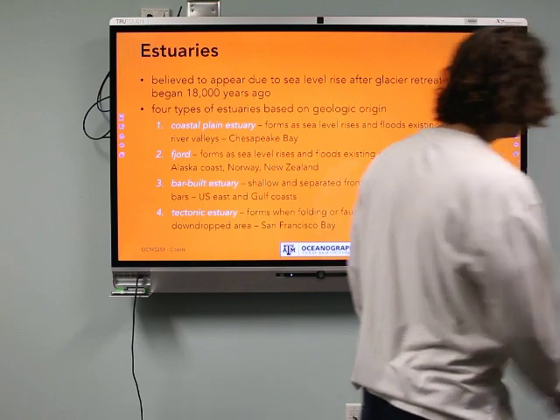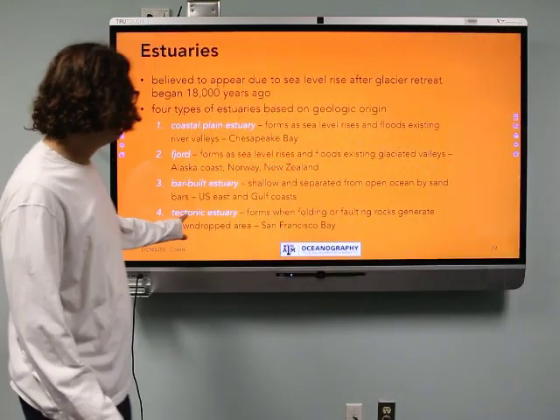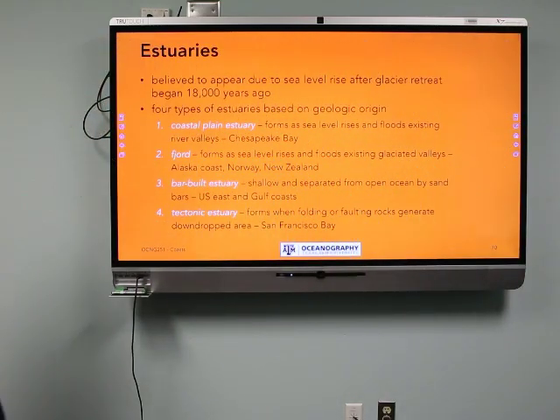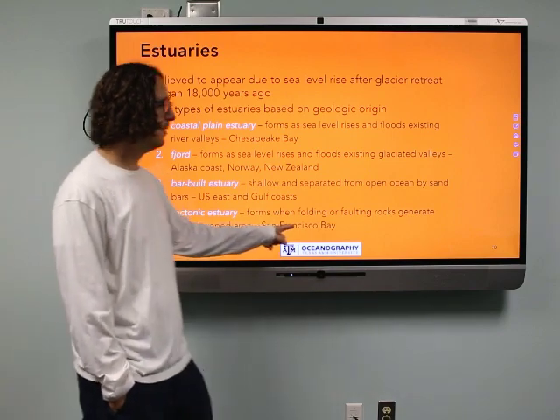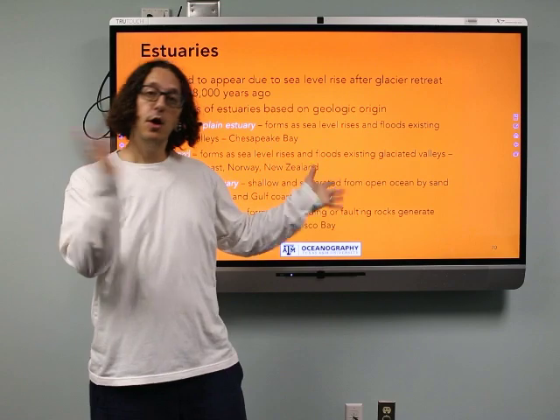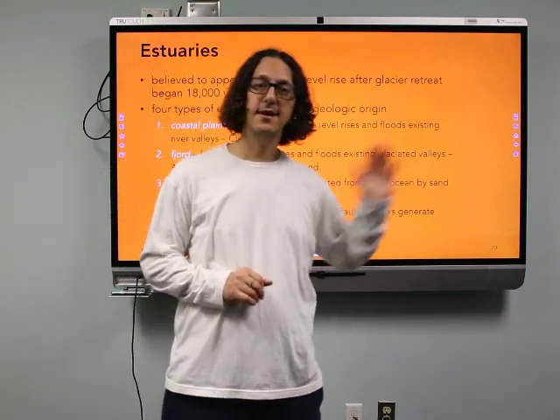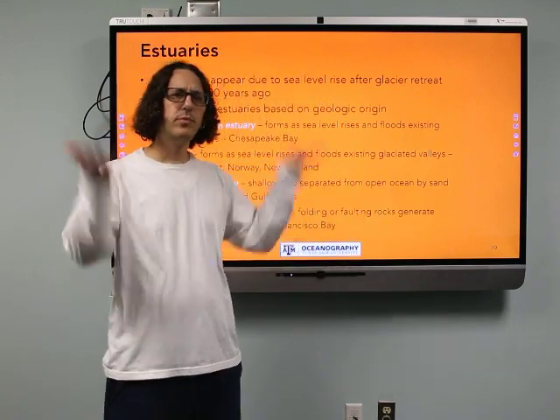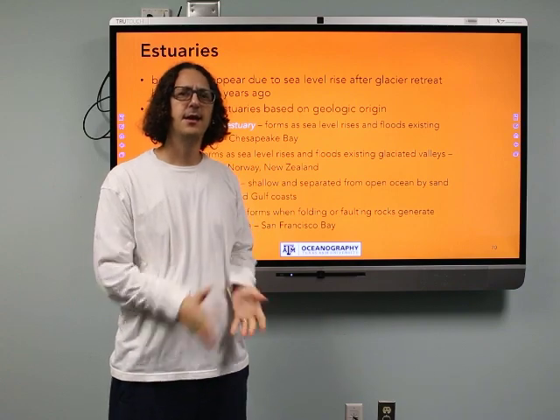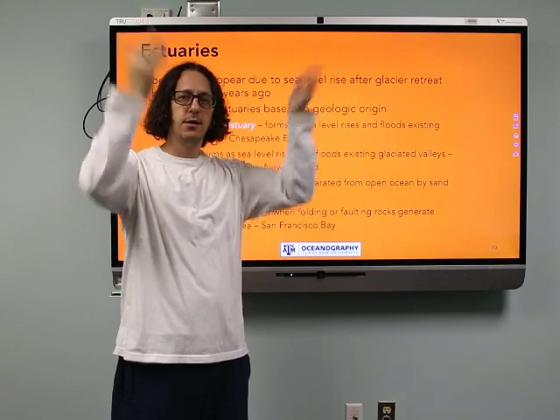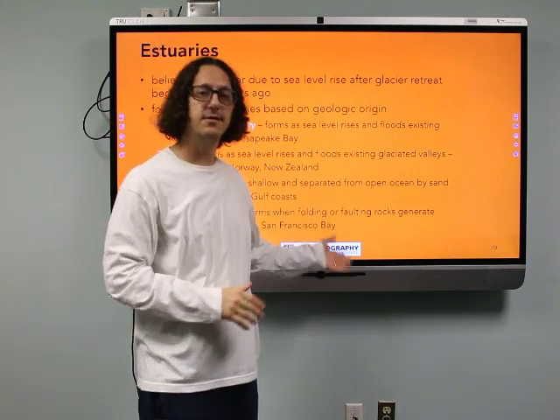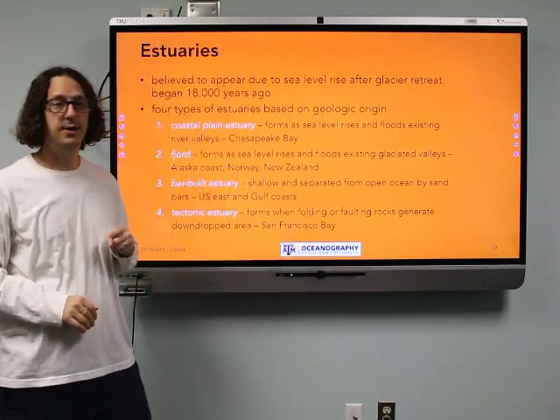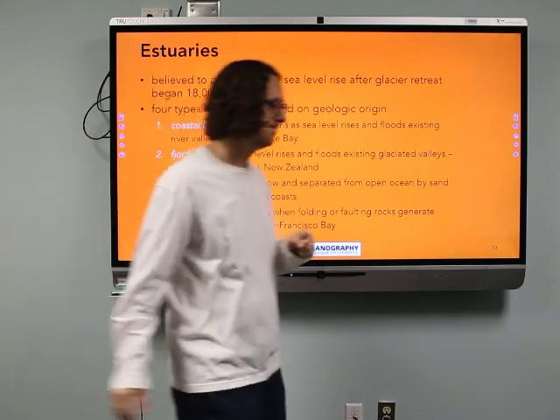That's a bar-built estuary. And then finally, there's tectonic estuaries, which form when folding or faulting rocks generate downdropped areas, such as in San Francisco Bay. So we've been talking about on the west coast of the US and other tectonically active areas, that if there's some tectonic activity, an uplift of a piece of land, or there can also be downlift of a piece of land, this can create an estuary, and that's a tectonic estuary.